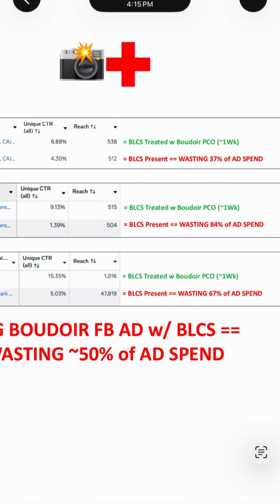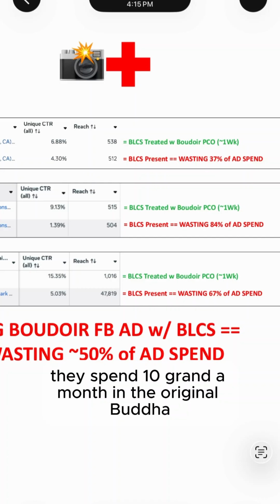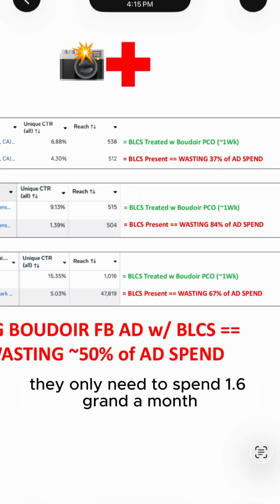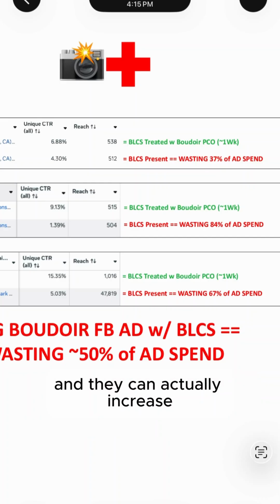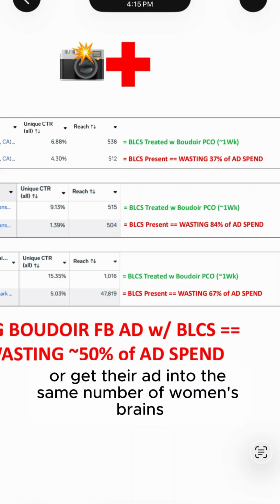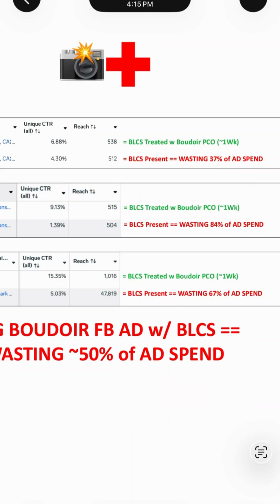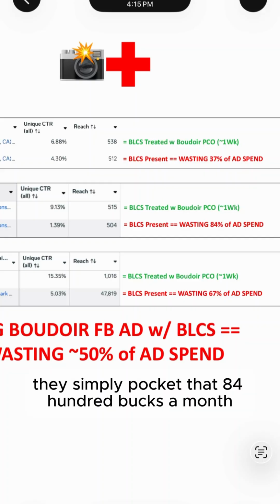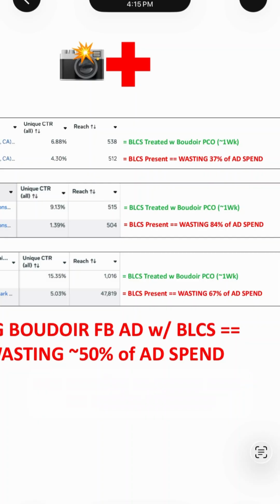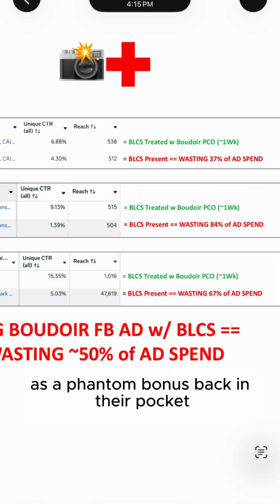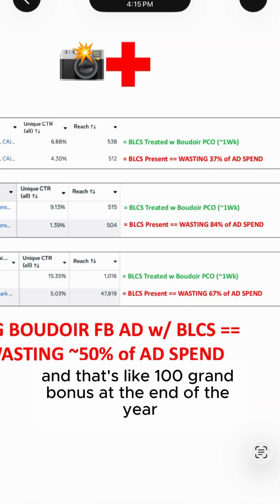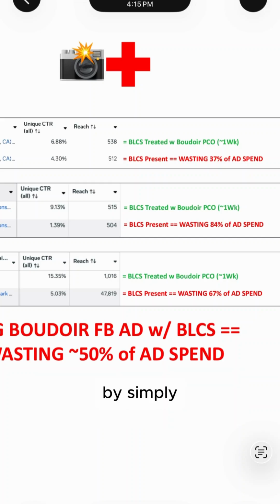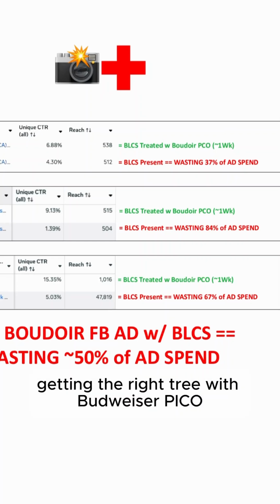And as a result, they spend 10 grand a month on the original Boudoir Facebook ad. Now they only need to spend 1.6 grand a month on the Boudoir Pico treated ad, and they can get their ad into the same number of women's brains in both scenarios. So they simply pocket that $8,400 a month, not needing to spend that ad spend anymore, as a phantom bonus back in their pocket, no extra work required. That's like a 100 grand bonus at the end of the year by simply getting their ad treated with Boudoir Pico.